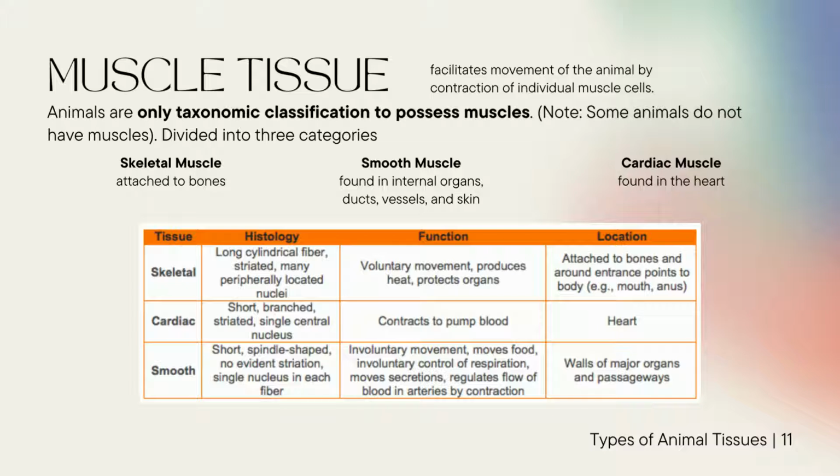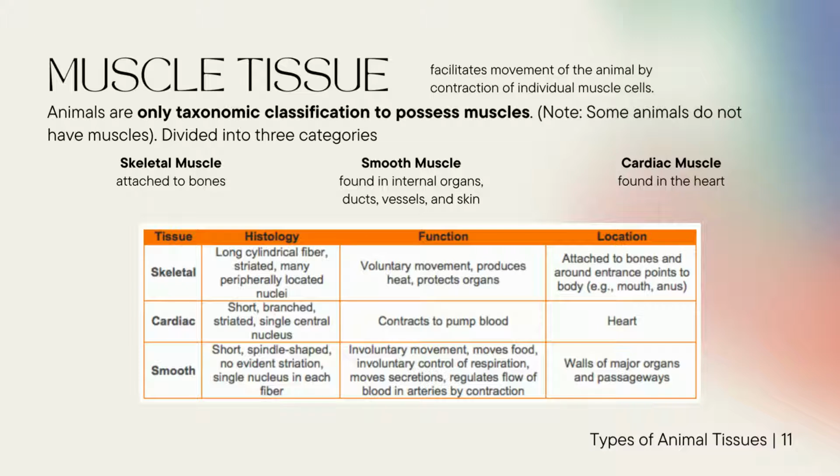So smooth muscle tissue is short, spindle shaped, with no evident striation and a single nucleus in each fiber. So smooth muscles are short and tapered. When we say tapered, let's define what is tapered. Tapered is to diminish or reduce in thickness toward one end. So it is thin at the end, then it thickens in the middle, then it becomes thin again at the other end. So yeah, that is the definition of tapered.